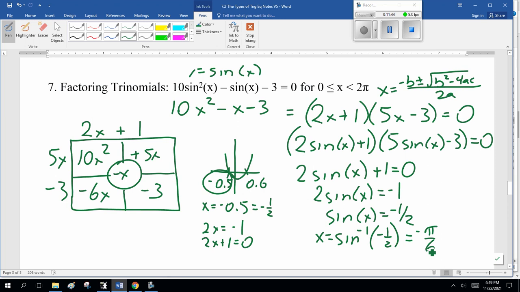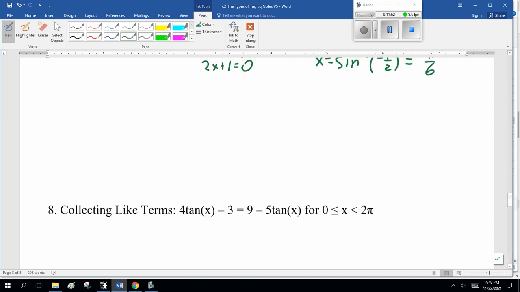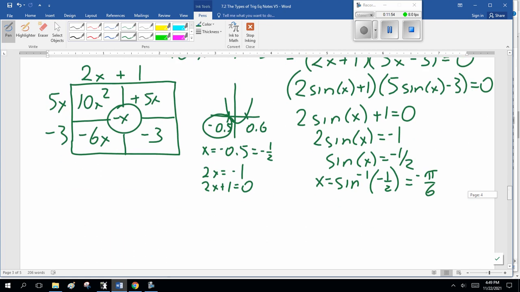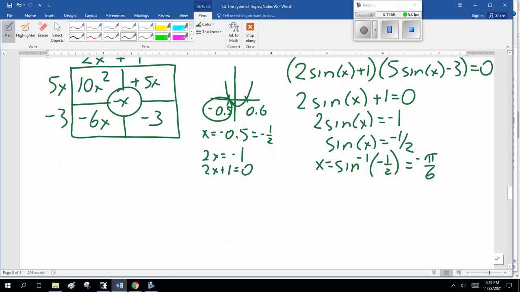Now, that's outside of our domain. So we have to add. Need more space here. So I'd have to add 2 pi to that to get, it's 11 pi over 6, isn't it? Yes.